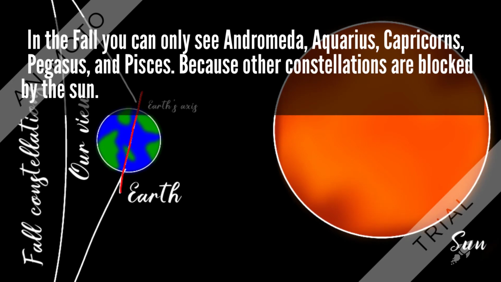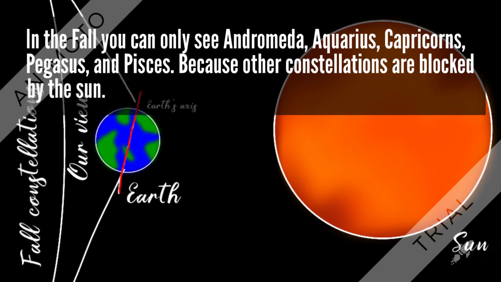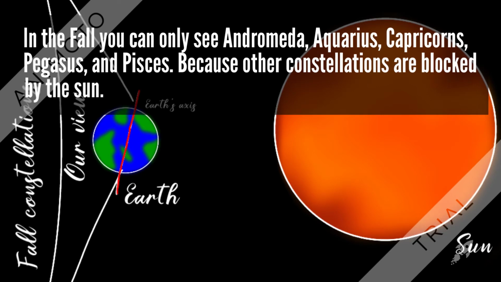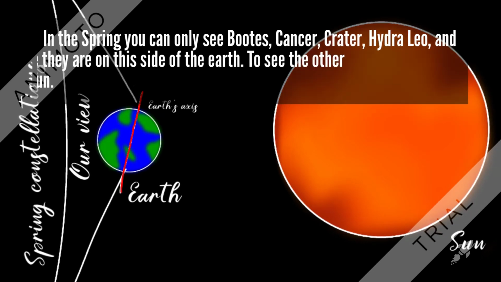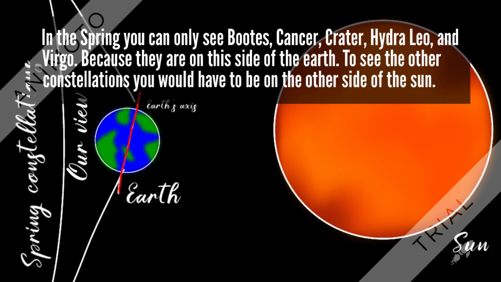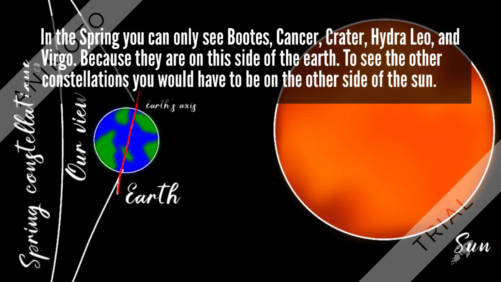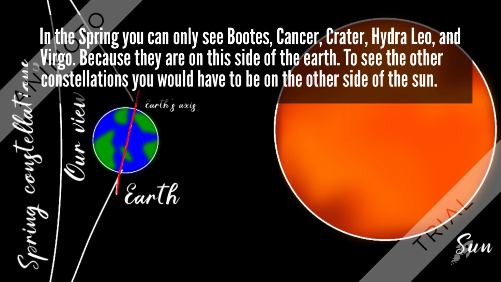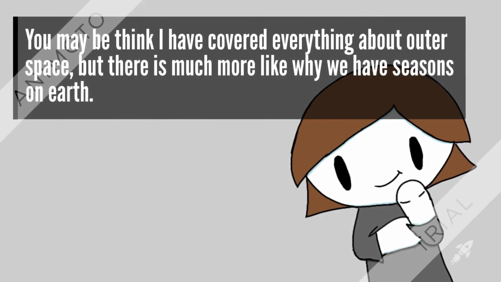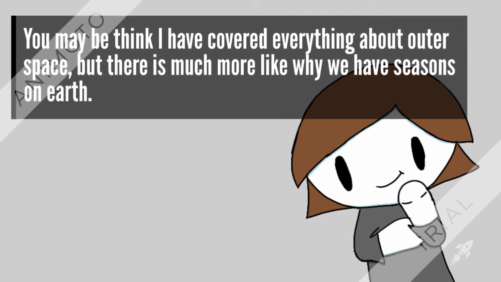In the fall, you can only see Andromeda, Aquarius, Capricornus, Pegasus, and Pisces because the other constellations are blocked by the sun. In the spring, you can only see Bootes, Cancer, Crater, Hydra, Leo, and Virgo because they're all on this side of the Earth. To see the other constellations, you'd have to be on the other side of the sun. You may think I have covered everything about outer space, but there is much more, like why we have seasons on Earth.